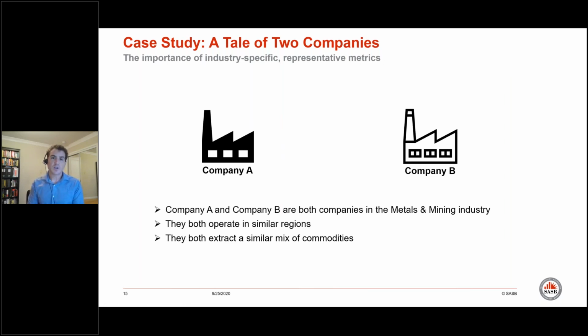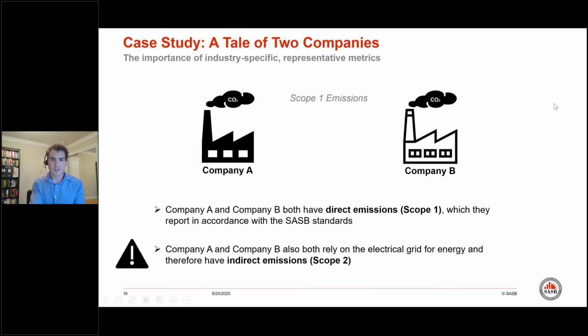So let's look at two theoretical companies. Company A and Company B are both companies in the metals and mining industry. And for this simple thought experiment, let's assume that they both operate with a similar geographic footprint and both extract a similar mix of commodities. Both companies have direct Scope 1 emissions, and let's assume they report this in accordance with the SASB standards, and this speaks to their regulatory risk exposure. In addition, both companies are reliant on imported energy and therefore have a significant amount of indirect or Scope 2 emissions.